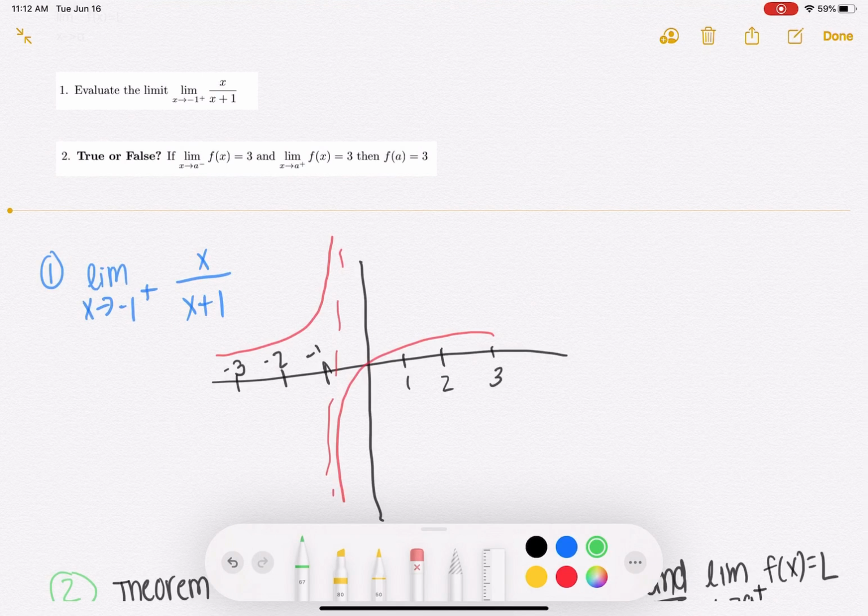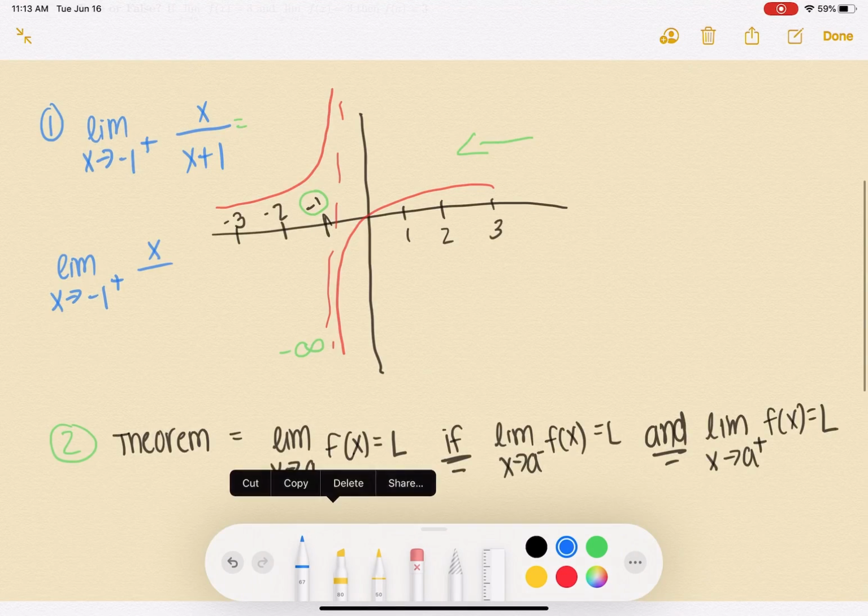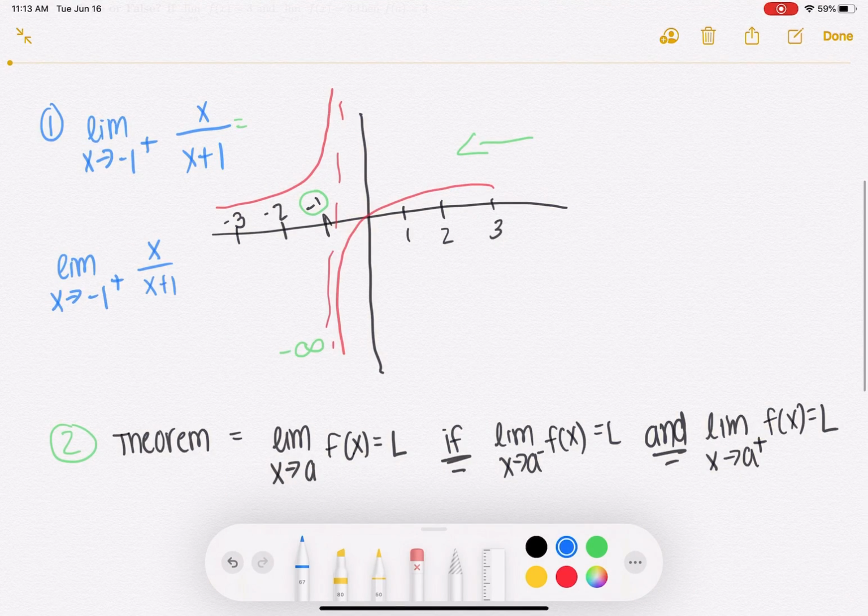And so, if we're looking at our limit of -1 from the right-hand side, so that would be coming from this side, we can see that as x approaches the value of -1 here, the function is actually going to be equal to negative infinity. So we can write this out as the limit as x approaches -1 from the right-hand side of x over x plus 1 will actually be equal to negative infinity.